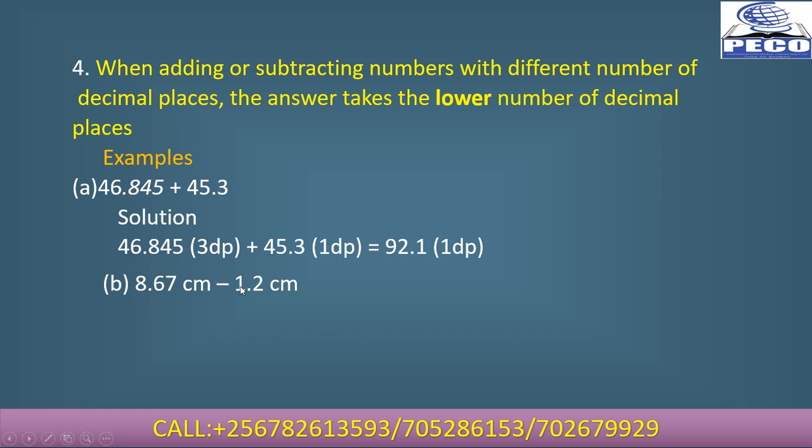Subtracting also, this one has 3 decimal places and the other one has 1 decimal place, not 2. It has 1 decimal place, and therefore the final answer will be to 1 decimal place. There's a mistake here. There's 1 decimal place, so even this one will be 1 decimal place.